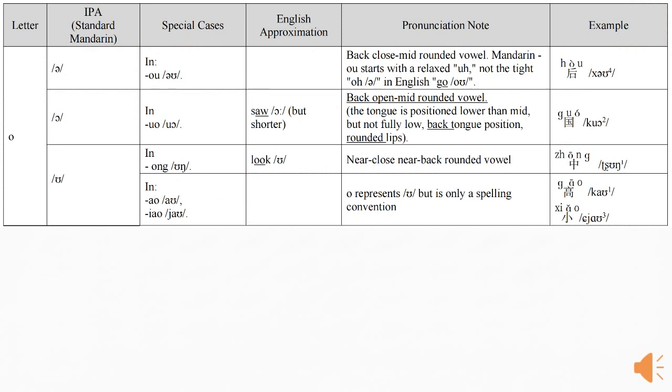Letter o is pronounced as o in uo. For example, ho, like o in uo. For example, guo. Like u in ao, yao. Note, here letter o represents u, but is not a spelling convention. For example, gao, xiao.